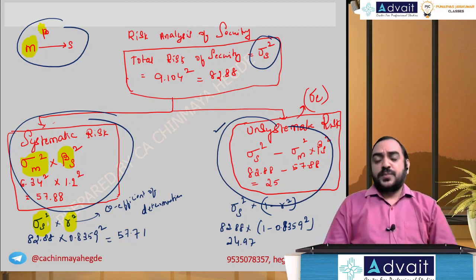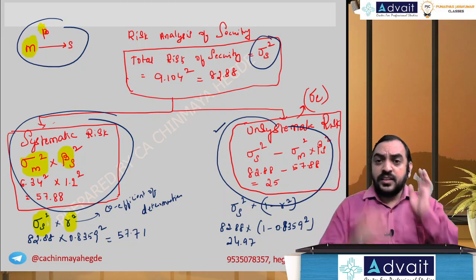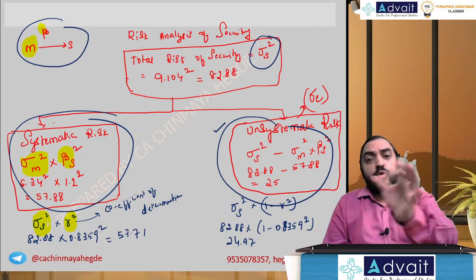So what is the summary of this problem? Characteristic line is the same as regression line. The columns required are security, market, S minus S bar whole square, M minus M bar whole square, S minus S bar into M minus M bar.